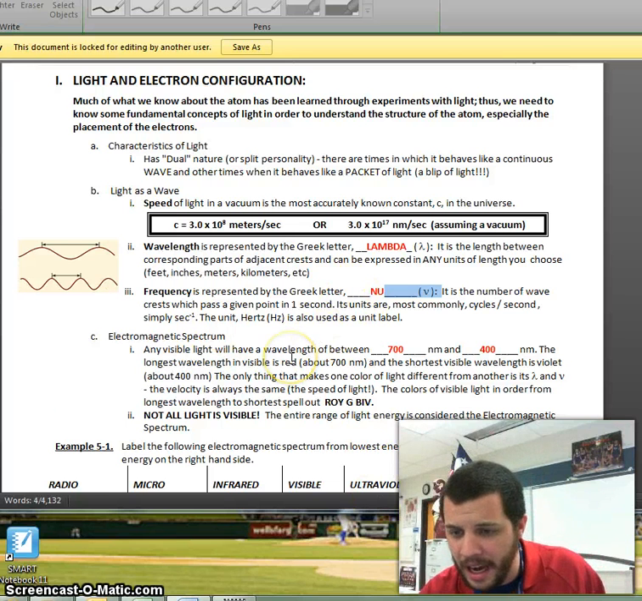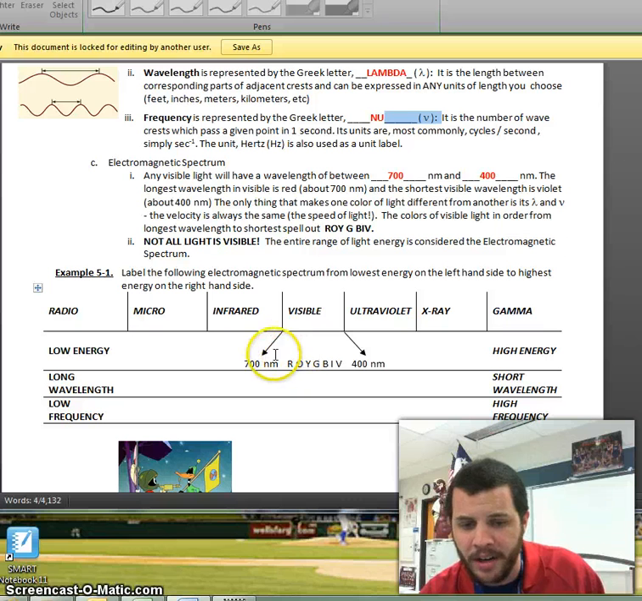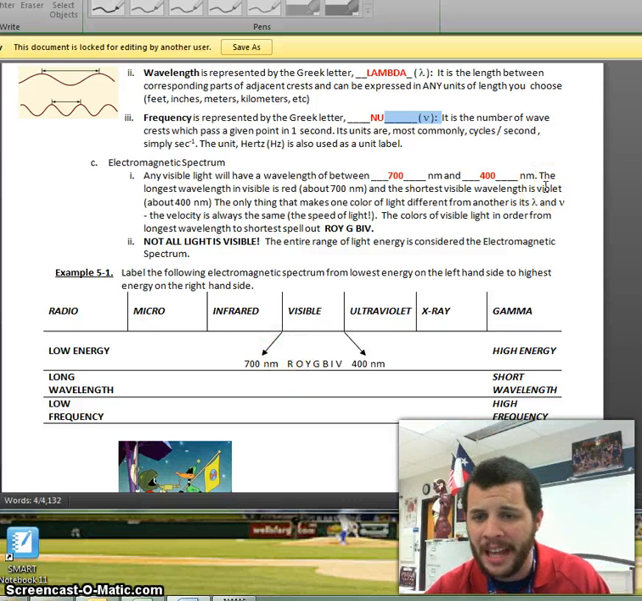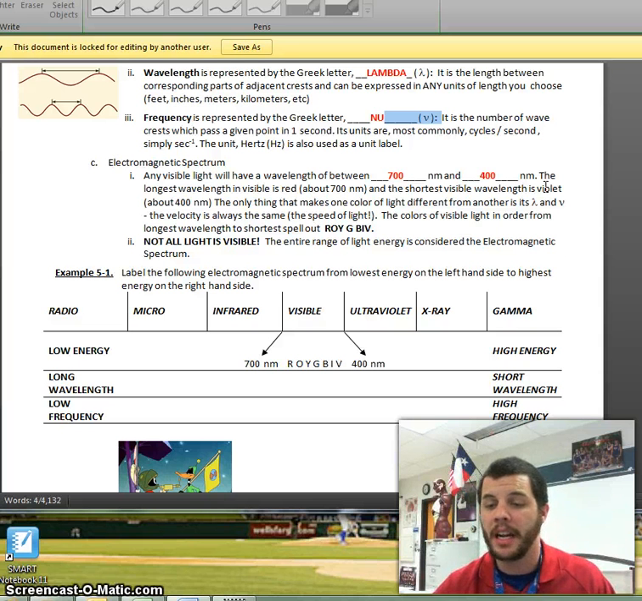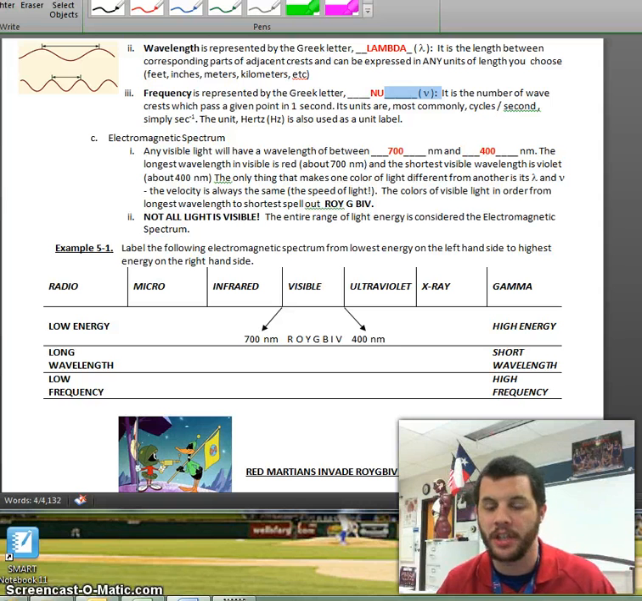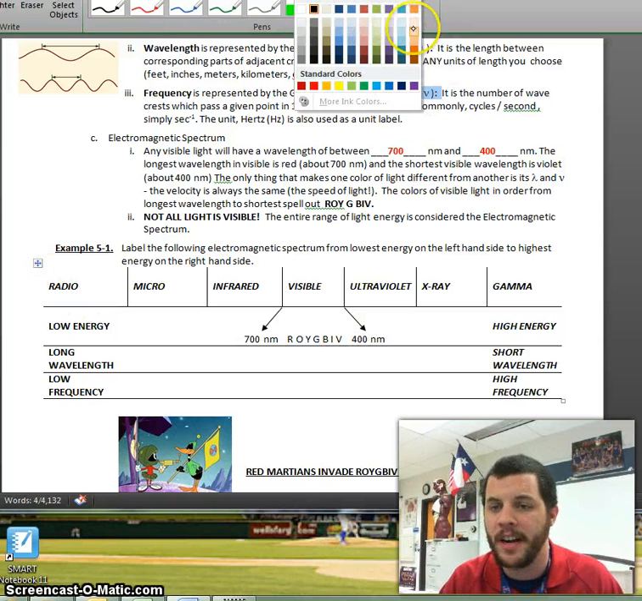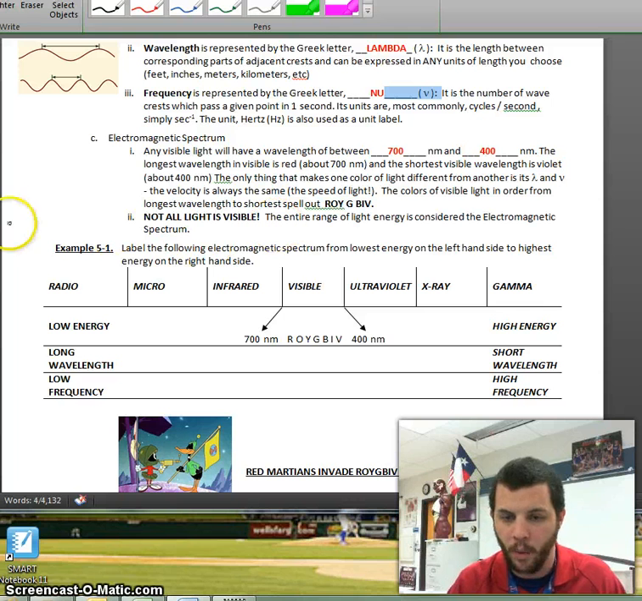So let's go ahead and keep on looking down here. This is the electromagnetic spectrum. And the electromagnetic spectrum gives us an idea of the energy that is associated with different lengths of waves, okay? So when I look here, radio waves are going to have a very long wavelength, okay?